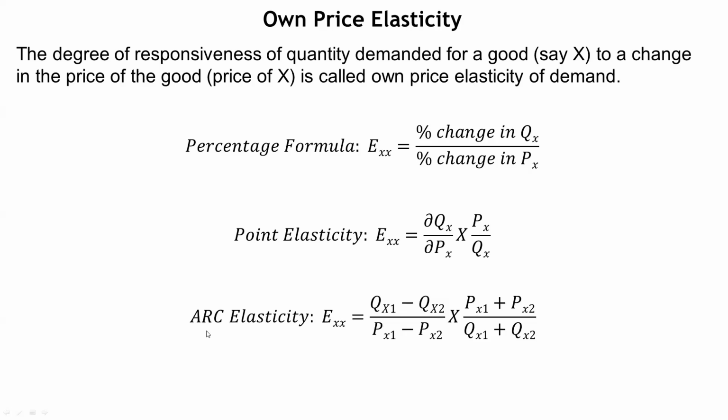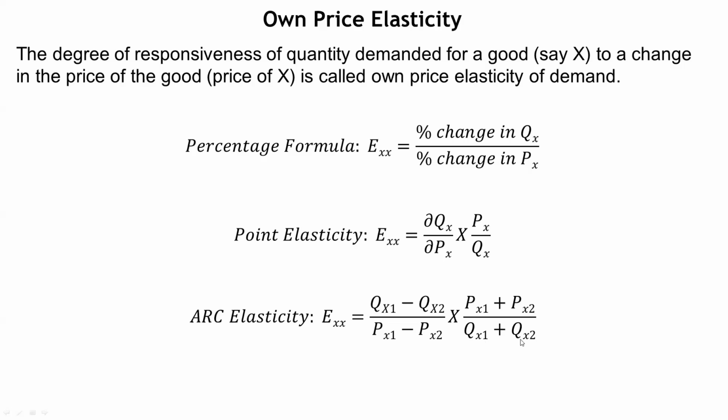In arc elasticity, we first take the ratio between change in quantities of X and prices of X, and then multiply it by the ratio between sum of prices of X and quantities of X. That is, according to the arc elasticity, own price elasticity EXX equals (Qx1 minus Qx2) divided by (Px1 minus Px2) multiplied by (Px1 plus Px2) divided by (Qx1 plus Qx2).